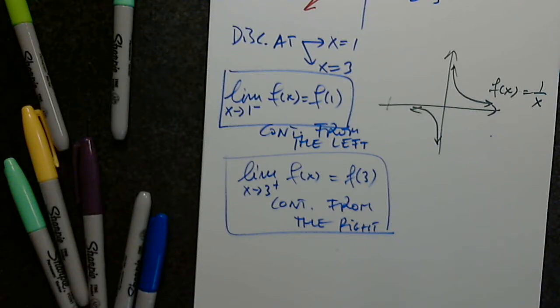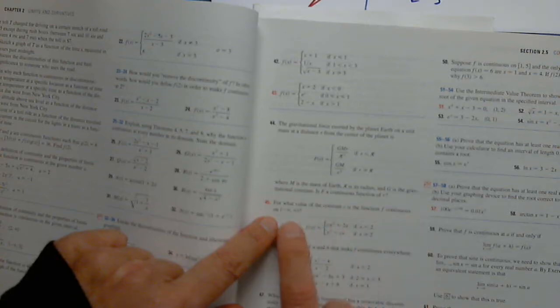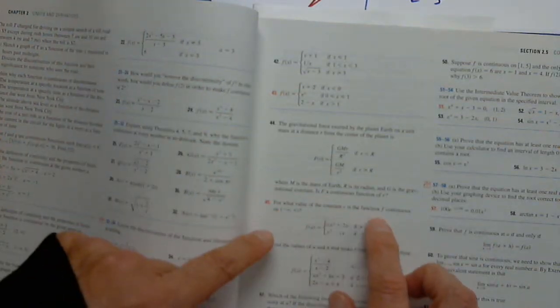Okay, I would like to look at this problem 45 before we talk about the intermediate value theorem. So let's see what it's asking us to do. For what value of the constant c is the function f continuous on all real numbers? We are given a function, and it has a parameter c, and we want to find the value or values of constant c, I don't know, we'll see, so that the function is continuous everywhere.